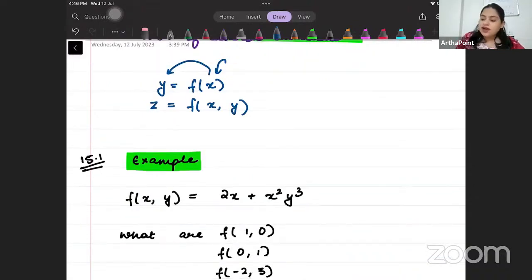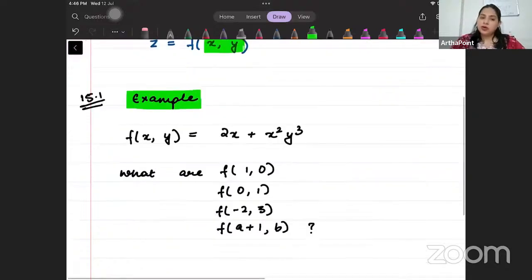But beta, what values of x and y can I assign? What values can I assign? We can't assign just anything, right? I can only assign those values which are part of my domain. Domain means what values x and y can take. So I can only assign those values which are part of my domain.